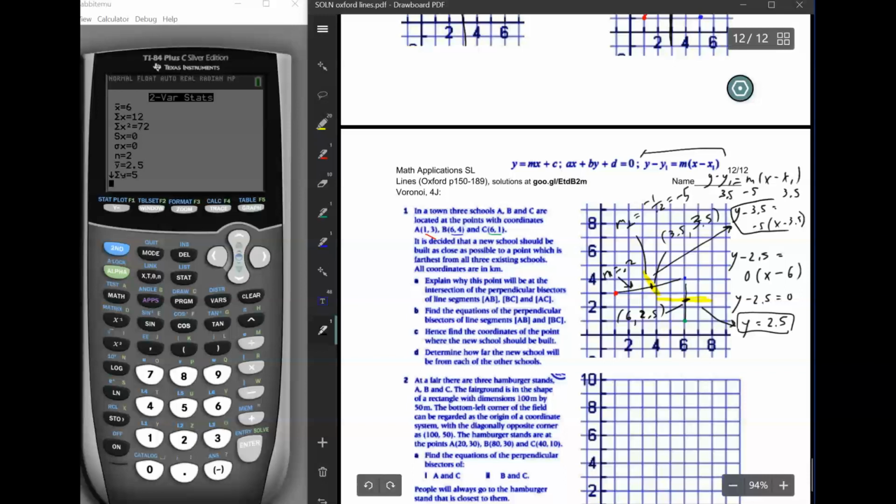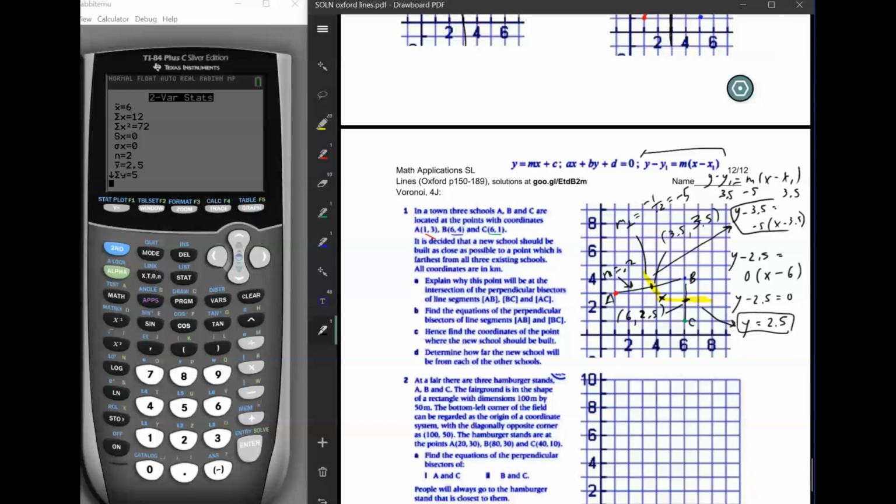Okay, so that was the one that is between, it might help if I label these A, B, and C. Okay, A, B, and C. Find the coordinates of the point where the new school should be built. Okay, so based on these two lines, y equals 2.5 and y minus 3.5 equals -5 times x minus 3.5, it says to find the point where the school should be built. Remember, the vertex, the intersection between those two lines, is where the school should be built.